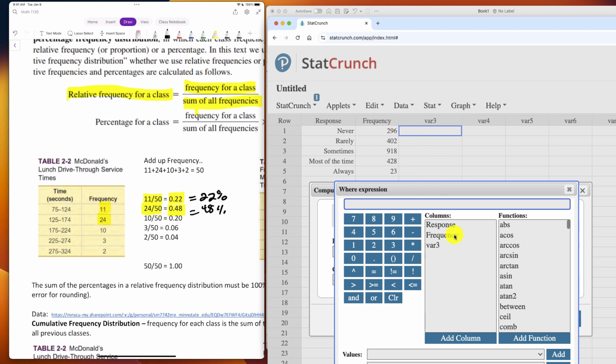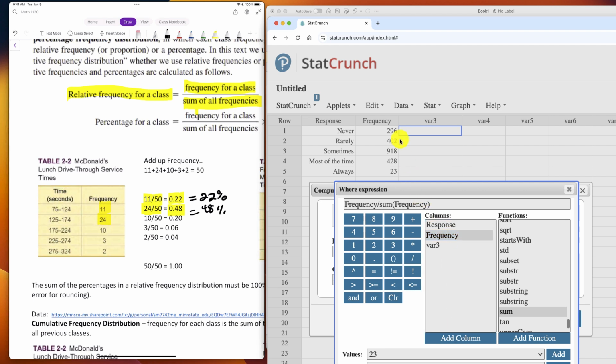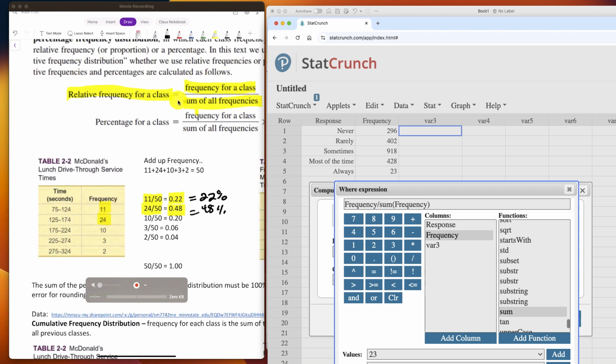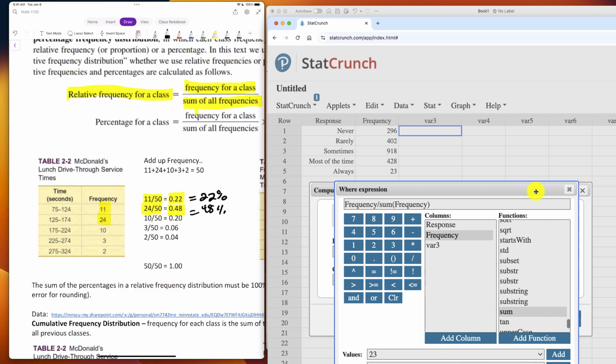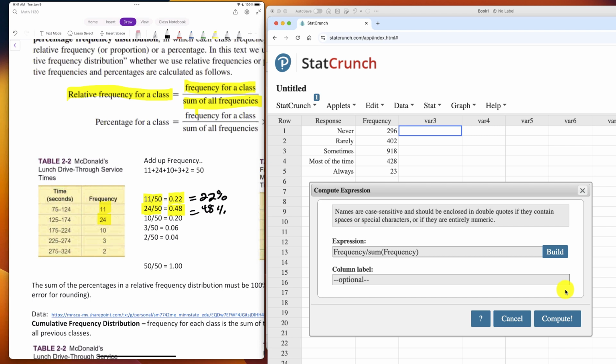So I'm going to click frequency, add, it comes up here. Then I'm going to put in the division symbol, the bar there. The sum, which is a function, because I've got to add them all up, I go to sum, add function, and then click again frequency, because you're going to sum up all the frequencies. So the frequency divided by the sum of the frequencies, exactly what it says. Then click OK, which is down here at the bottom. It comes back in here with the expression, and then I'll put a label in there called relative frequencies.